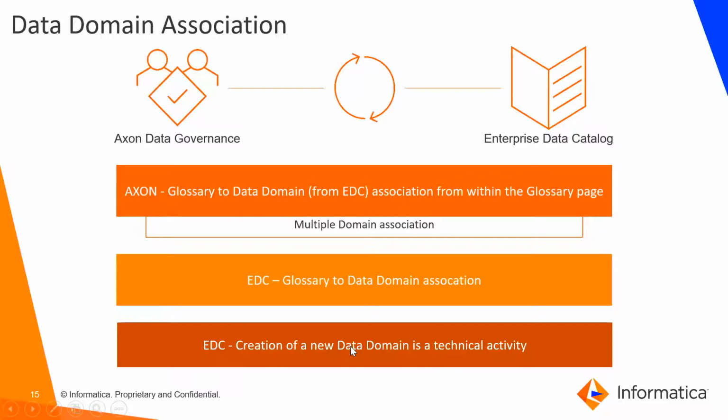The last thing, which is a usual question that comes to me, is, "Hey, I want to create a new data domain. Can I do it from Axon?" The answer is straightforward: no. You cannot create a new data domain in Axon. It's a pure technical activity. You have to leave that to the persona who is involved in creating data domains, because it involves some technical things. Data domain creation is not just giving a name to it.